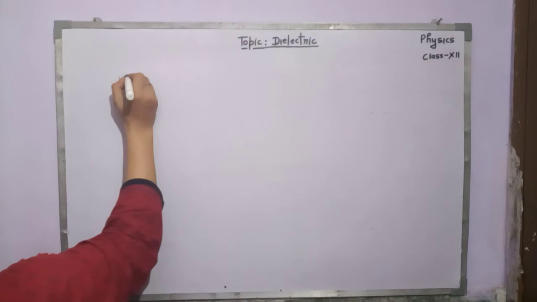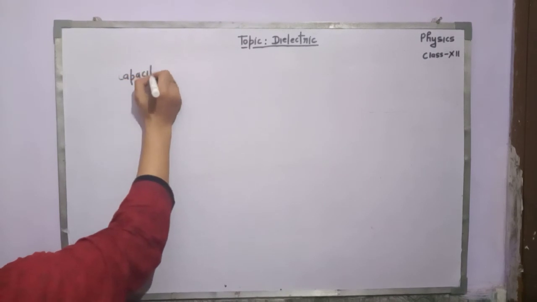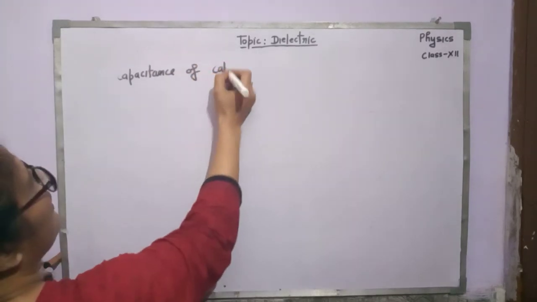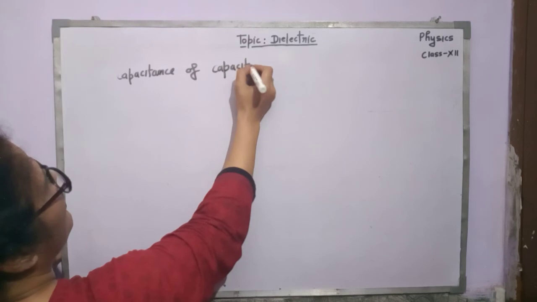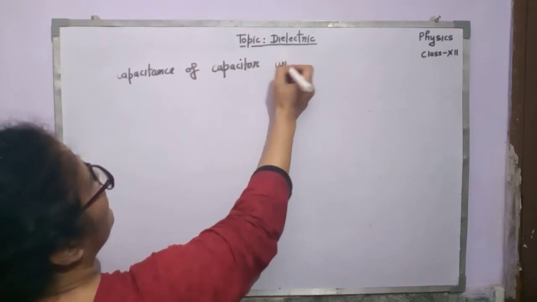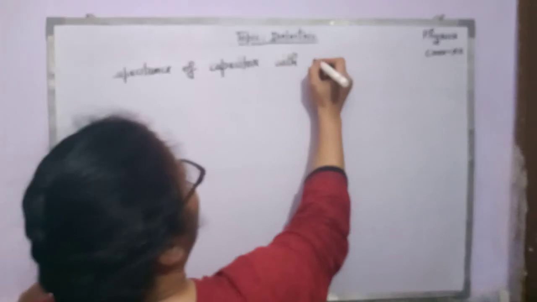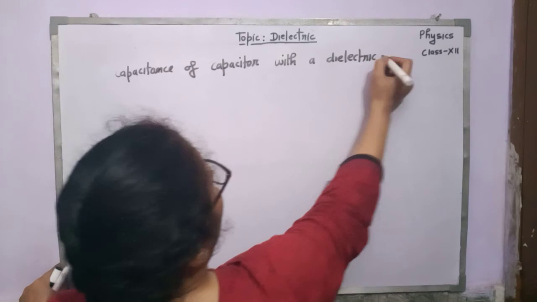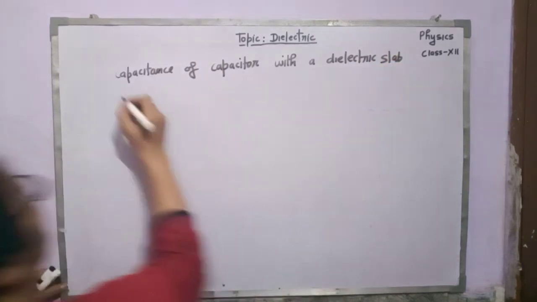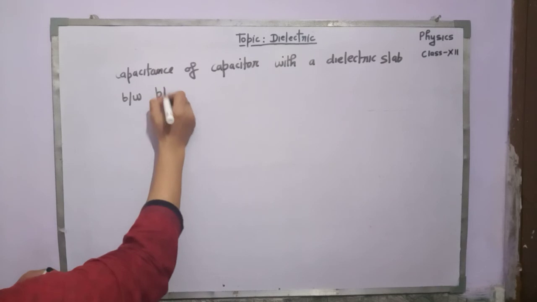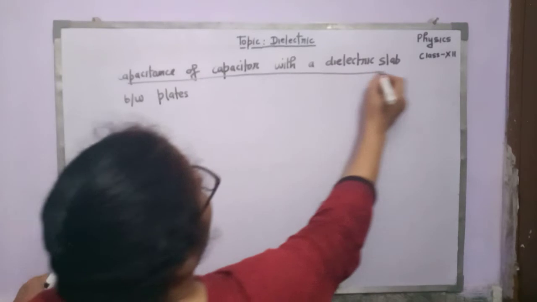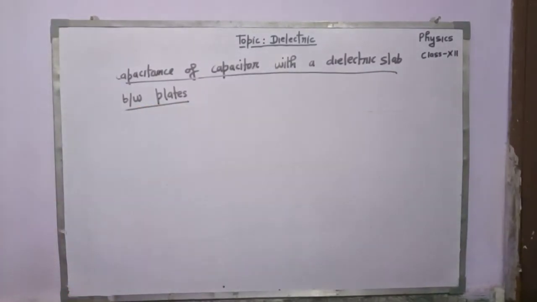Now the next topic is capacitance of a capacitor with a dielectric slab between the plates. Then how can you determine it here? You can see here a capacitor, and the capacitance between the plates.